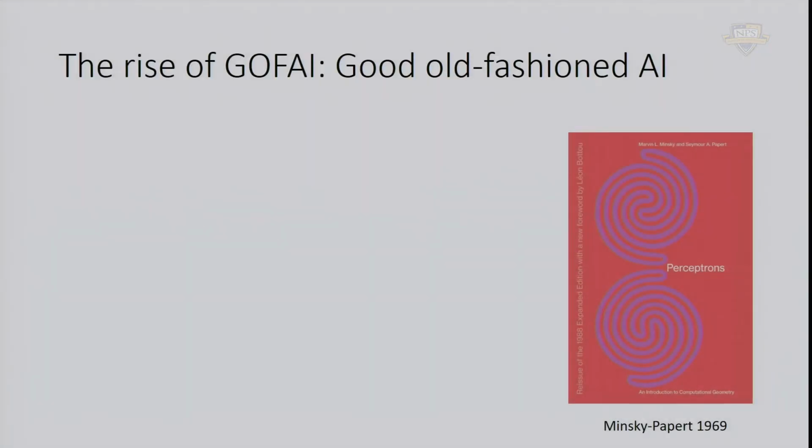Now, this approach to AI is typically referred to as good old-fashioned AI. The rule-based approach is good old-fashioned AI because it was one of the first. It's where a lot of the interest was in building AI when the field was just starting.